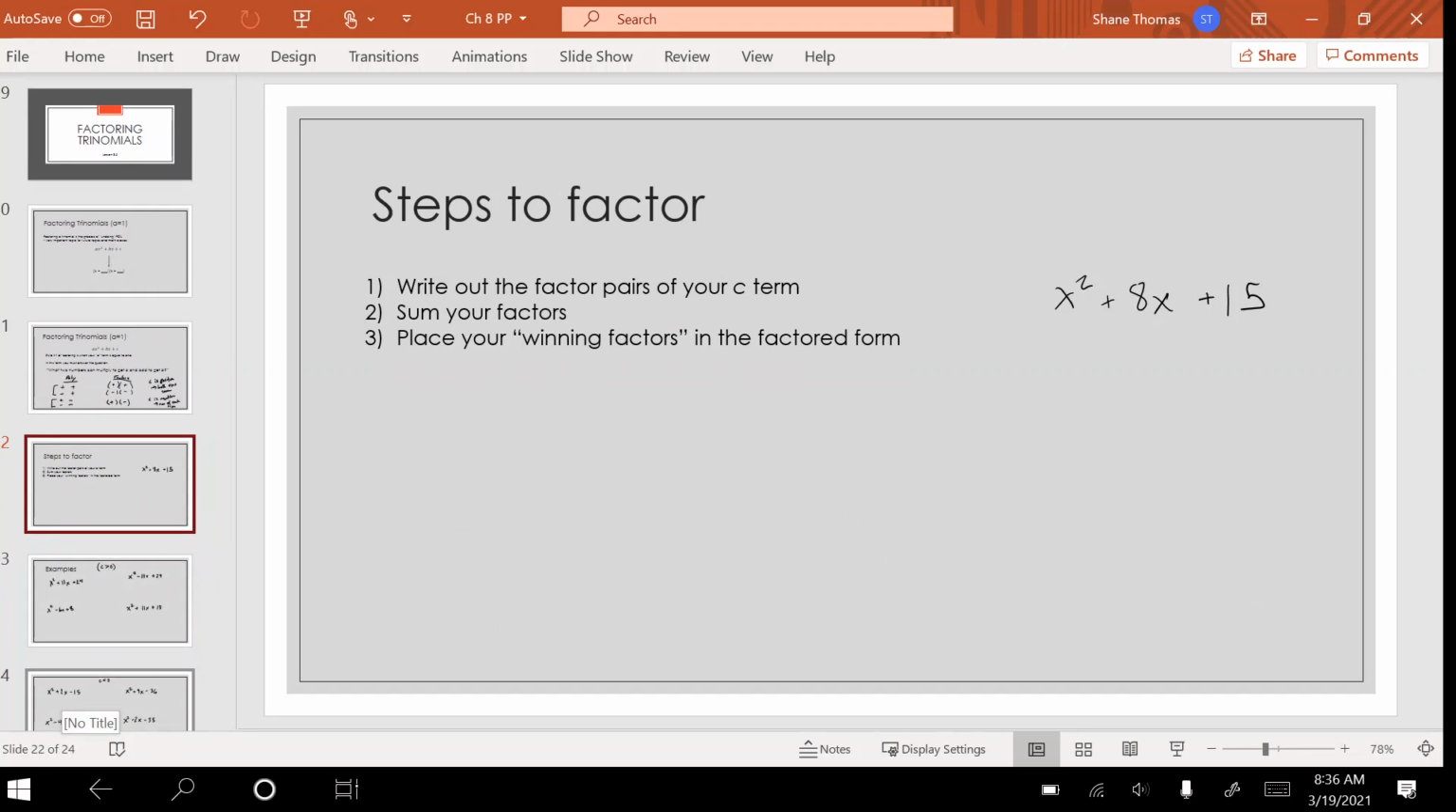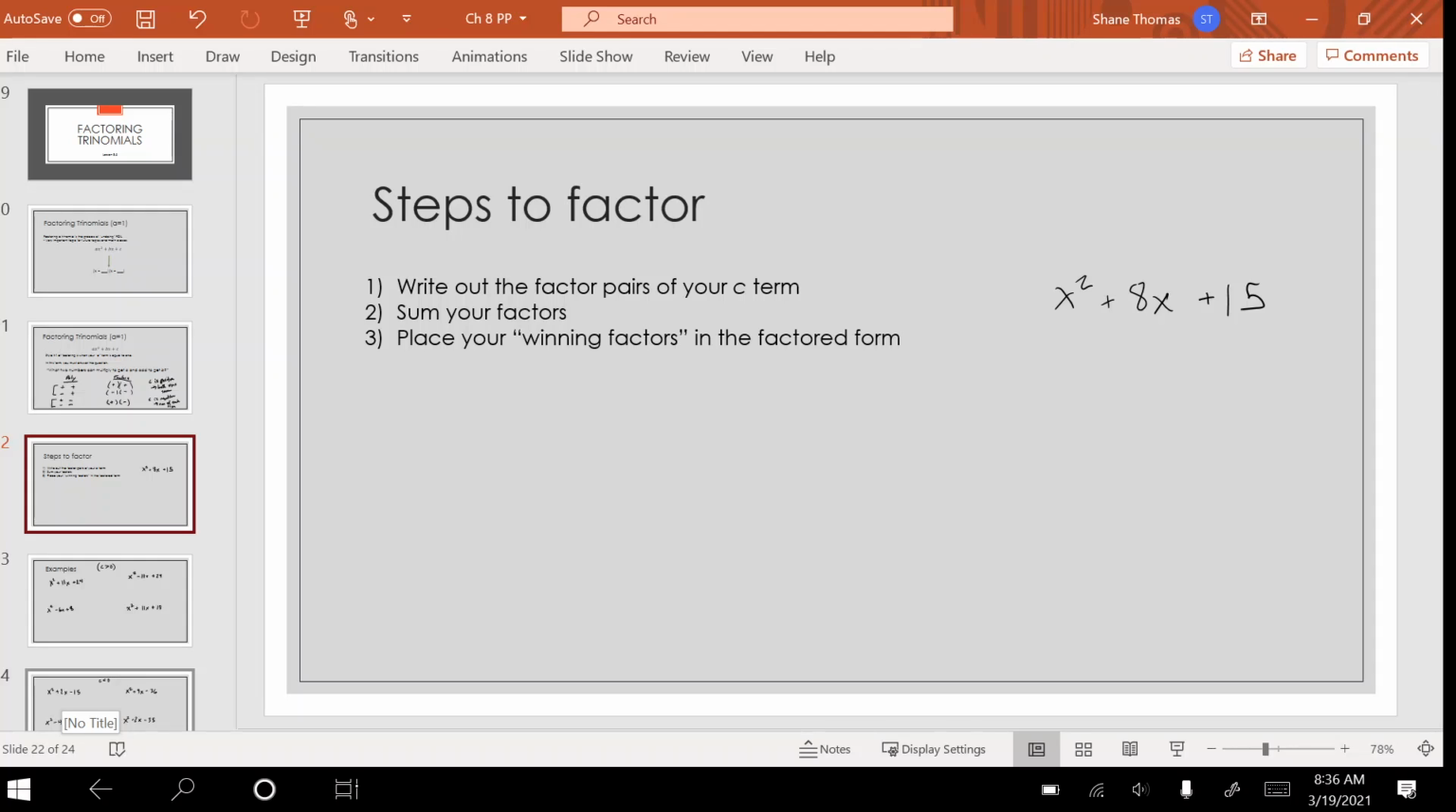So here are your steps to factor. Write out the factor pairs of your C term, then sum your factors, and place your winning factors in the factored form. I call winning factors the ones that fit, the ones that fit what you're working with. So I put an example up there. We're going to do this step by step together. We might do a couple of these.